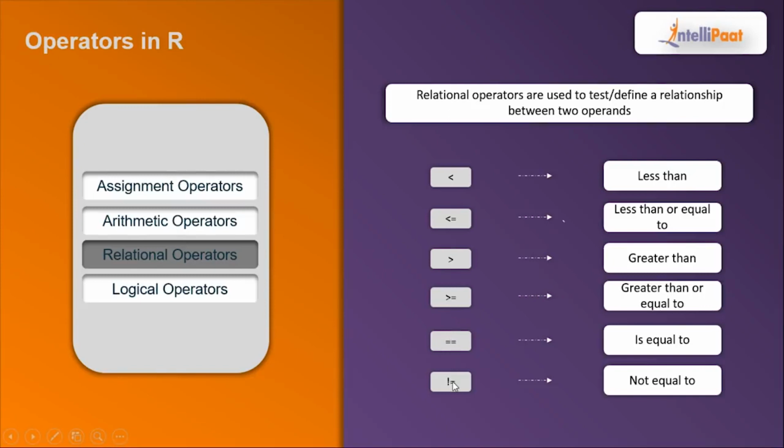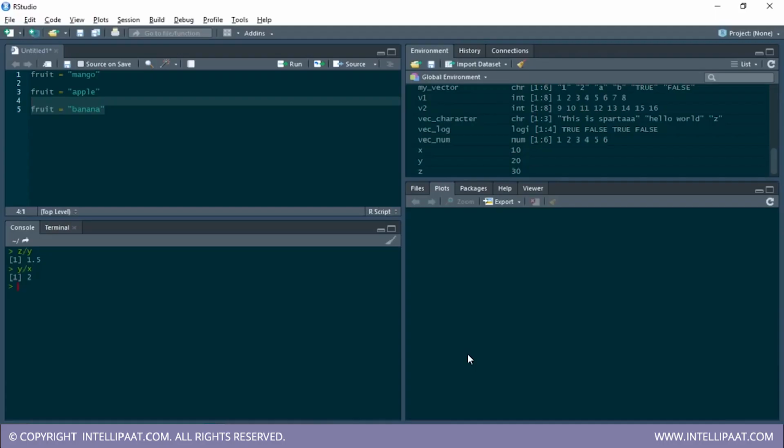And finally we have the not equal to operator. First we give the exclamation mark and then the equal to symbol. This helps us to find out if the first variable is not equal to the second variable. Again, let's head back to our studio and let's implement some relational operations.